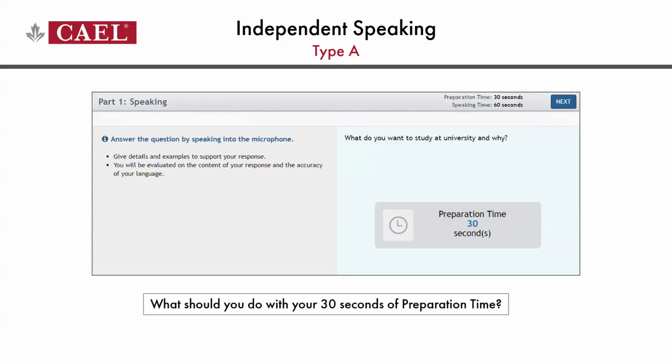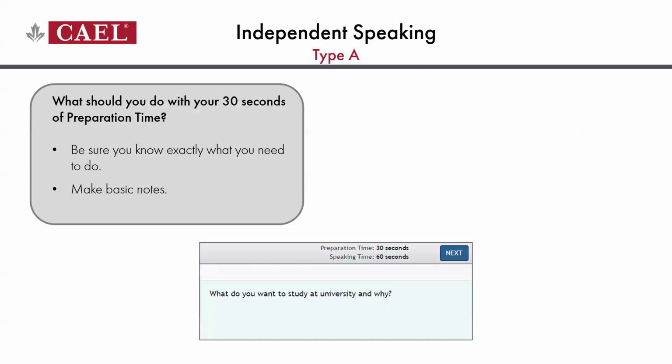So I'm going to show you what our test taker, I'll play for you her answer. So this woman, you'll hear, she had this exact question on her CAEL test when she took it in the past. This is how she used her preparation time. She took some notes, and I'd like to share them with you to give you ideas about what you might do.